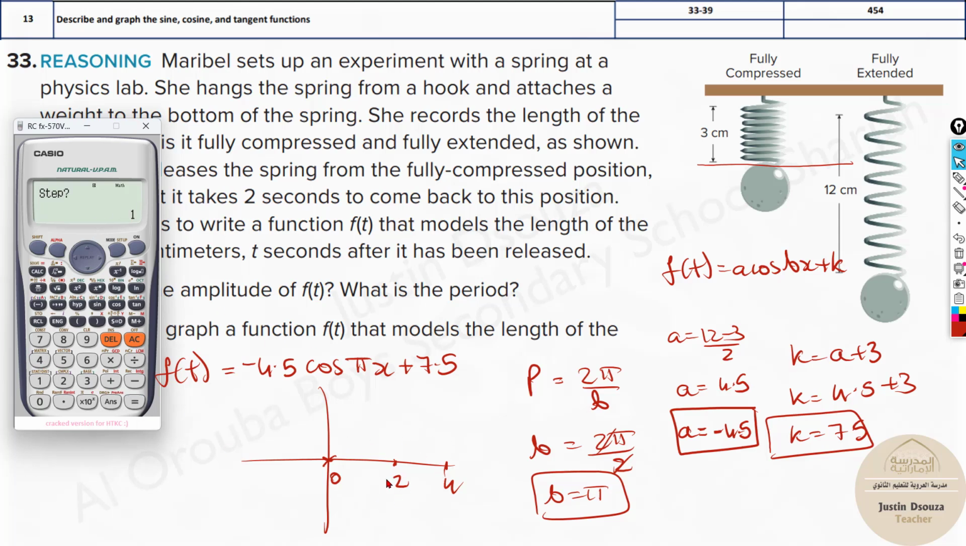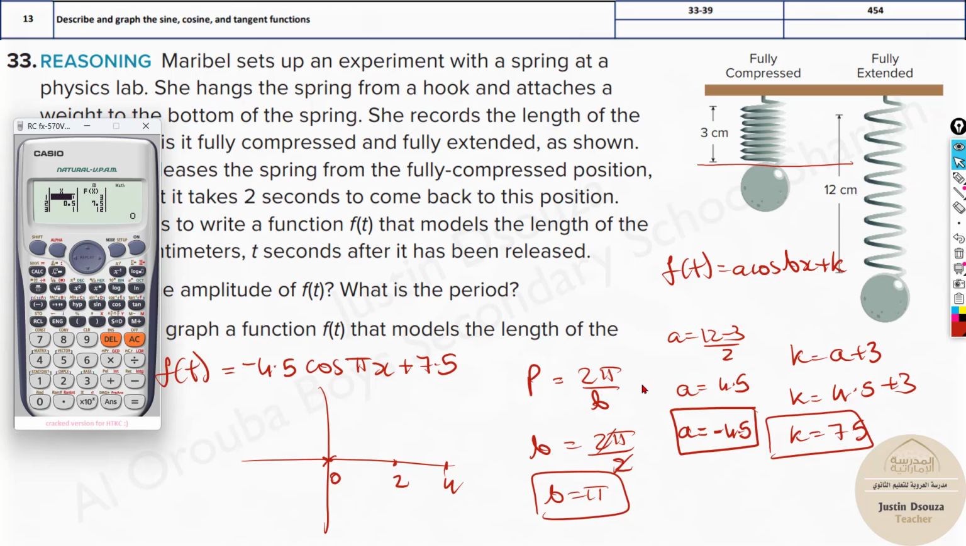4. And then what is the step? Step I'll give 0.5, so I'll have at least a few points. Within a period, at least 4 points are required. So I have 0 to 2, and if I take 0.5 here, I will have 4 points for one period. So now at 0, what is the point? It's 3. Now I won't graph it by hand, it will be inaccurate.